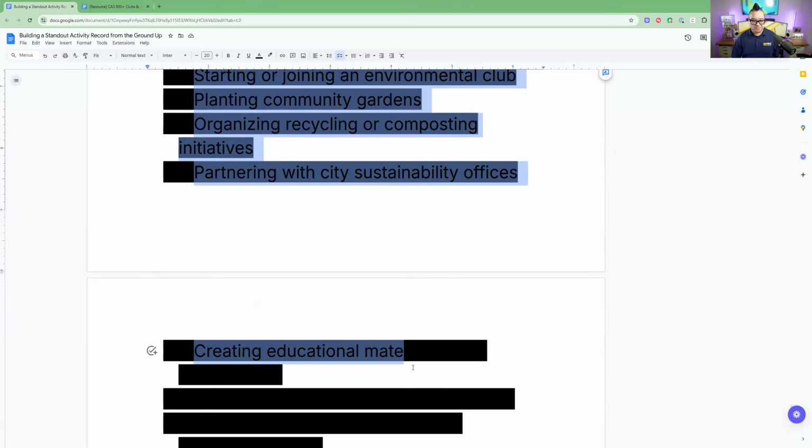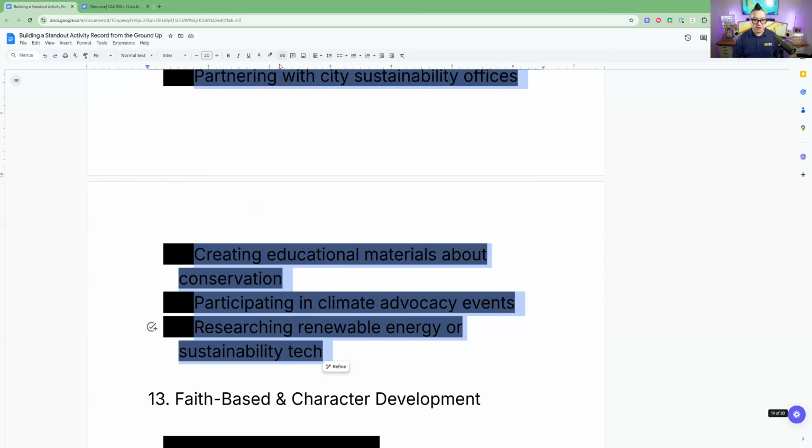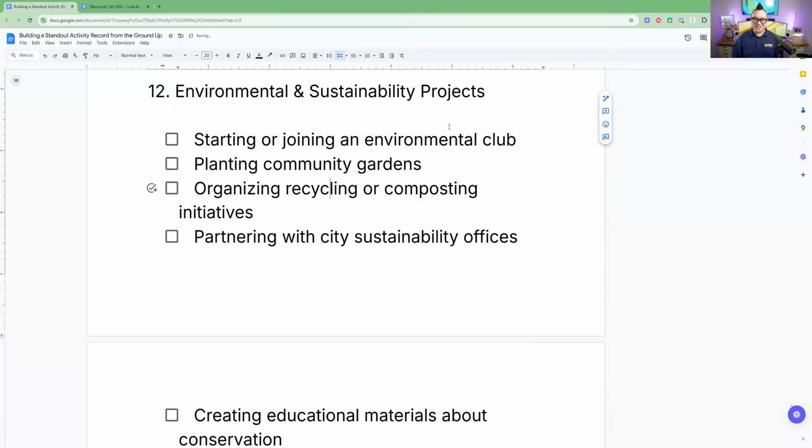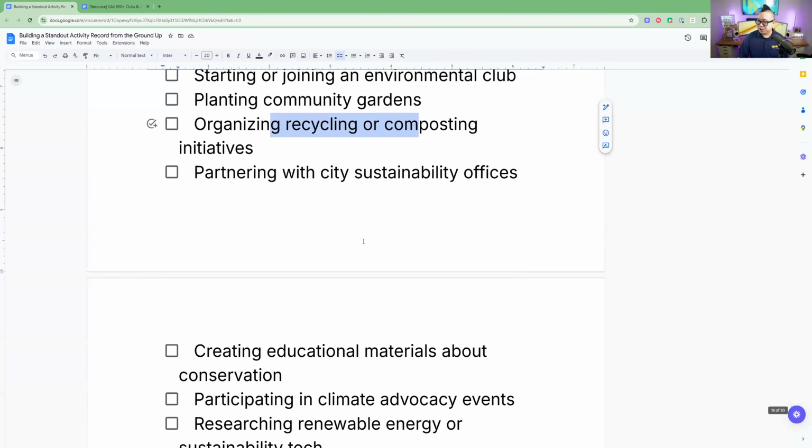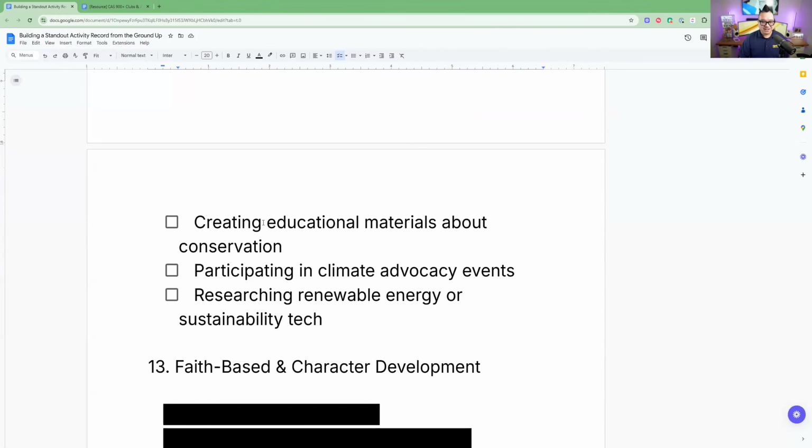Next one, environmental efforts for those who love the world, right? Environmental club. Again, if your school doesn't have it, you can start one. Do community gardens, recycling, composting, partnering up. One of our students who got to UCLA this last year, she partnered with her school. She asked her school, "Can we do this drive?" And the school said, "Yeah." And so she did the work. They helped her run it. And she got a really cool thing. She's at UCLA right now as well too. Creative educational materials, advocacy events, right?